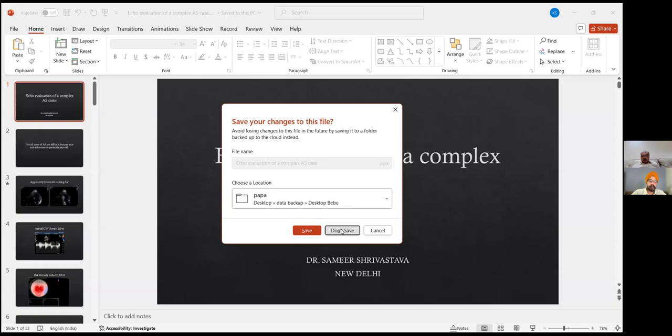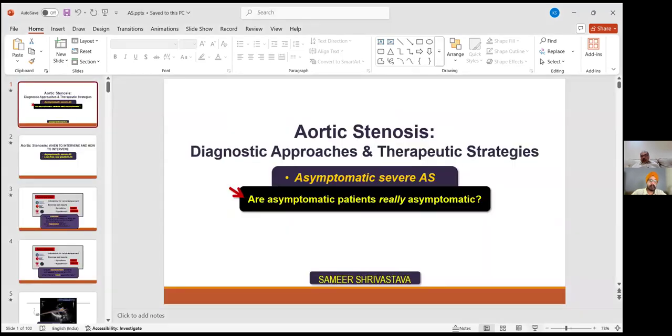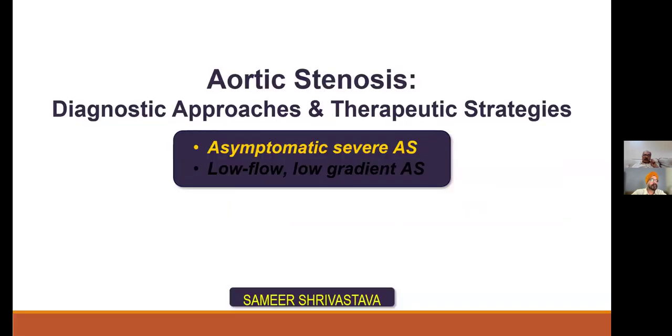One more presentation I will make quickly, and then we can have some discussion about aortic stenosis. This is the current understanding of aortic stenosis: that there are two problems. One is how severe aortic stenosis should be. When should you operate? When should you not operate?